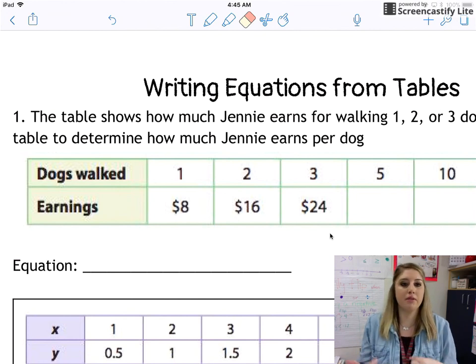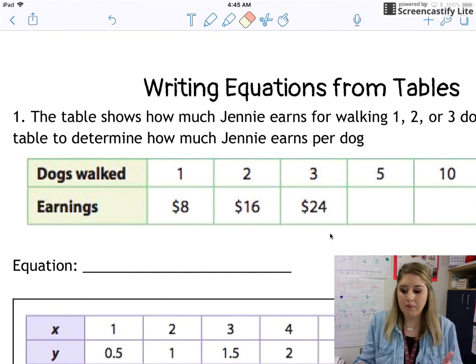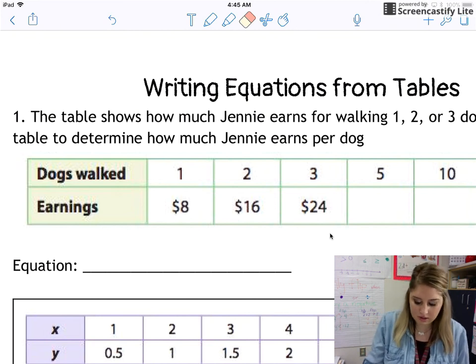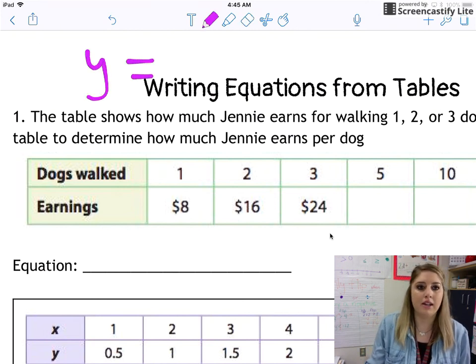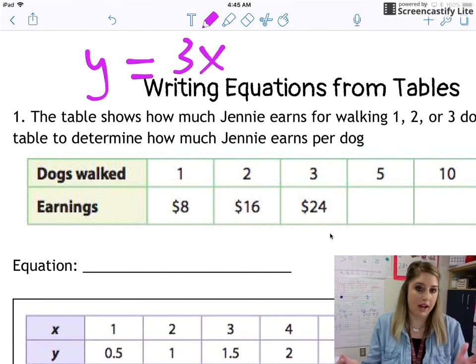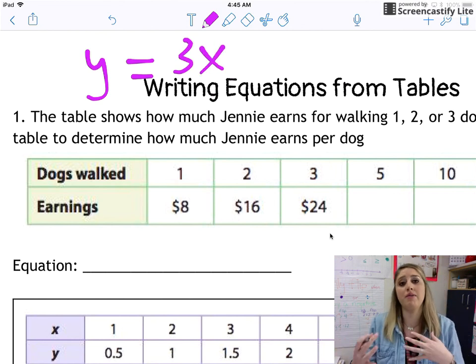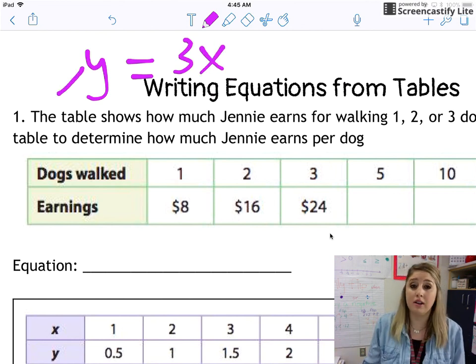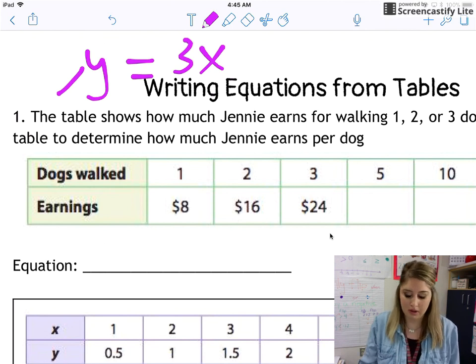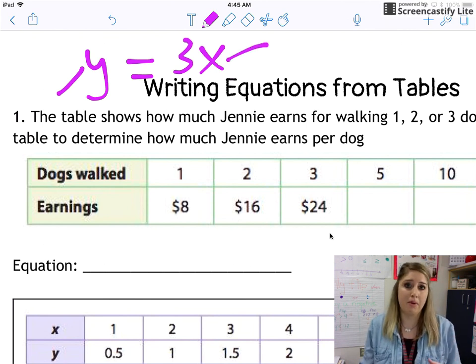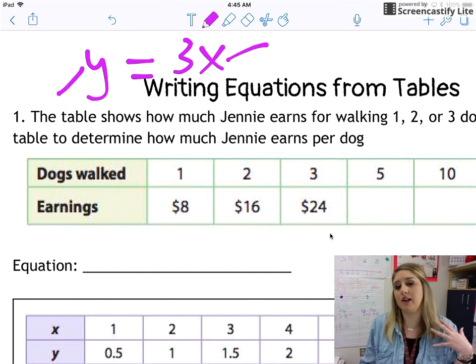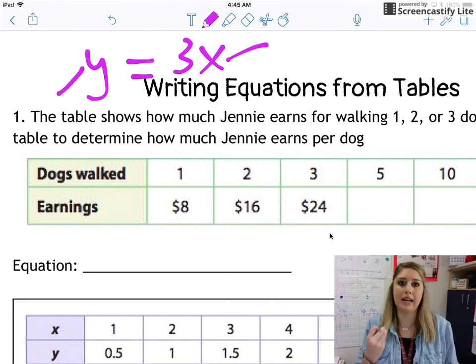So today we're going to be covering something that we've already covered. We're just going to be reviewing it and then using that new independent and dependent vocabulary. So we're going to be taking tables and we're going to be writing equations. Remember that when we write equations, it's usually something like y equals 3 times x. But now we have that vocabulary where y is always our dependent variable and x is our independent variable. Y is our dependent, x is our independent.